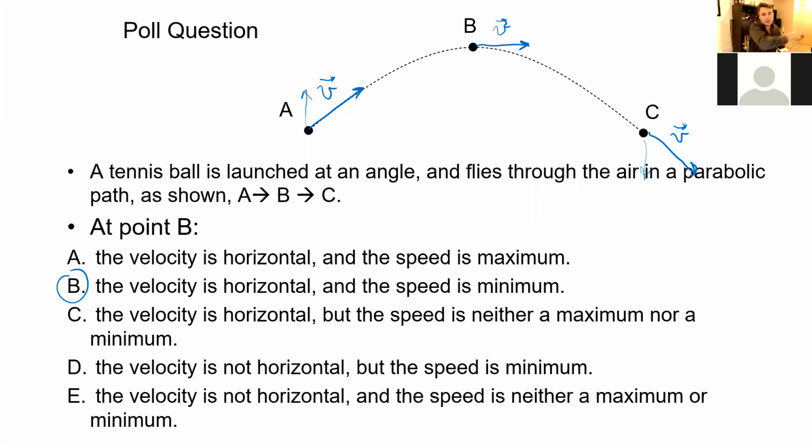So it slows down, speeds up, just as you would if it was going straight up and down. It's just that when it's going straight up and down, the speed at the top is 0. If it's got an x component, then the speed at the top of that whole path just goes to a minimum.